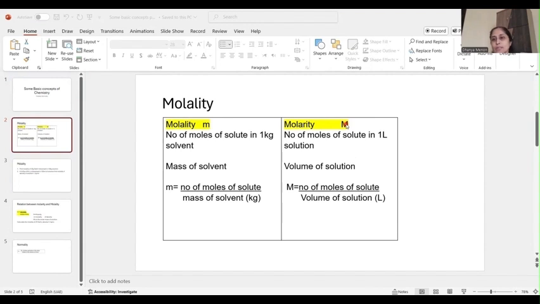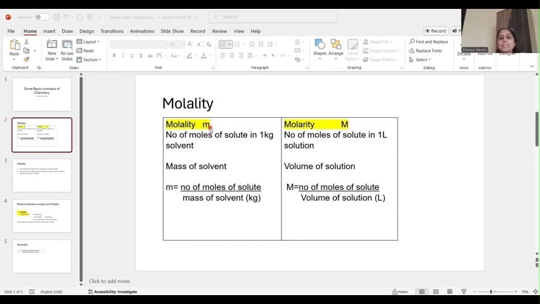All the concentration terms, whatever we did till now, were dealing with the volume of the solution, or the mass of the solution. In the case of mass by mass percentage, it was the mass of the solution. So molarity is capital M. It is the number of moles of solute in 1 liter of the solution. So today we will be learning about molality.